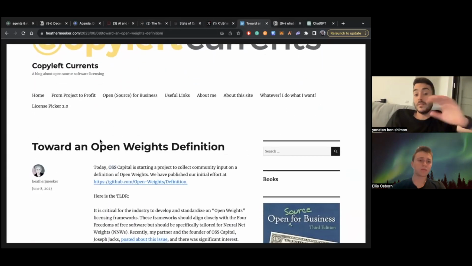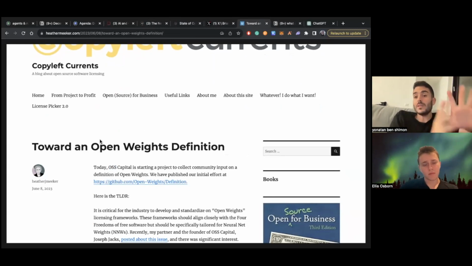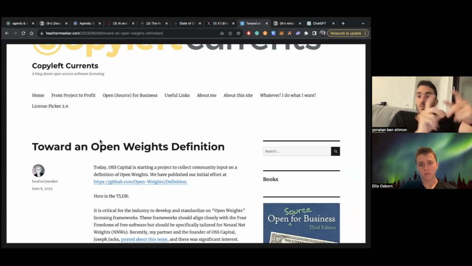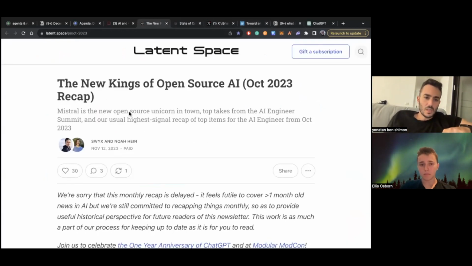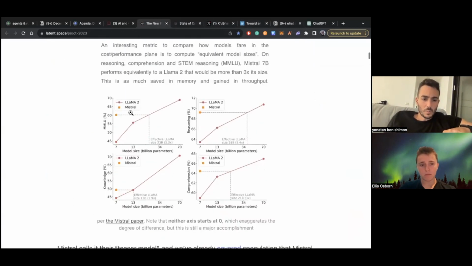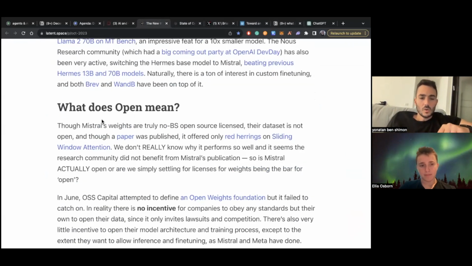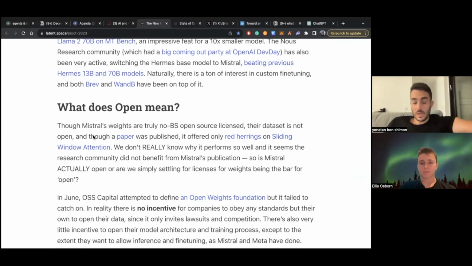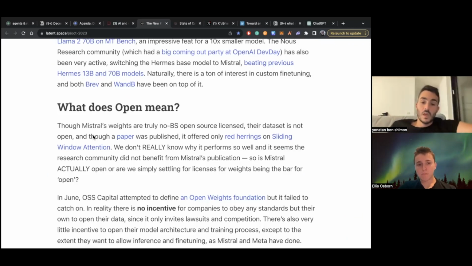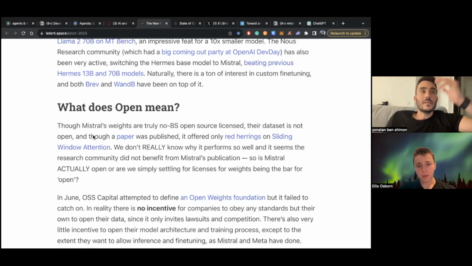When you think about what is open source, currently the weights and the datasets are not open source. Like you see here, I think he's asking what is open. The weights are truly open, but the dataset is not open. The dataset is the most secretive part. So wait, let's go back to the conversation.